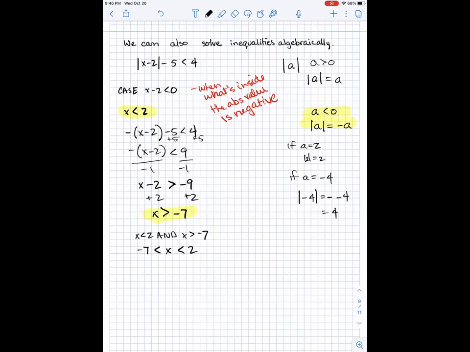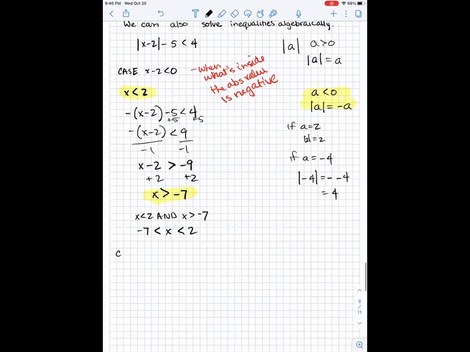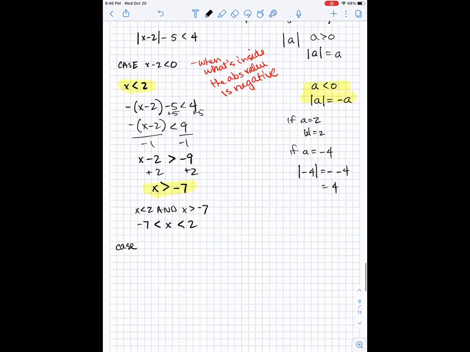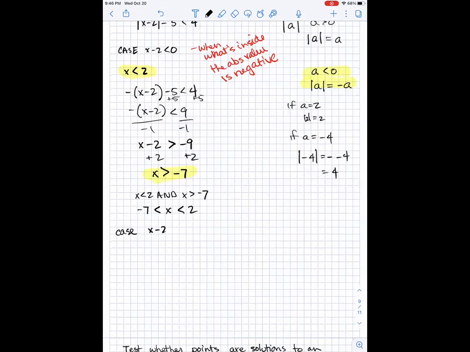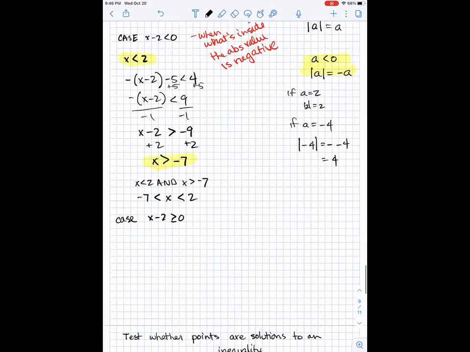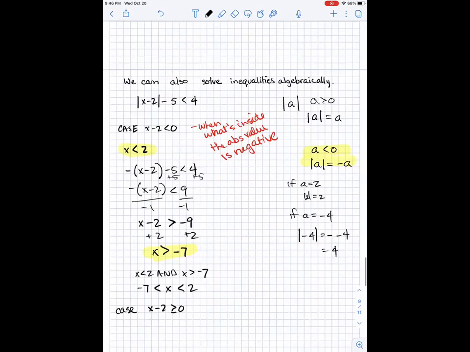My second case is the other side, where x minus 2 is greater than 0. We also have to include 0 because it could be 0, so I'm going to include it on the positive side. So when it's positive, remember then we have this rule here. If a is greater than 0, then the absolute value of a is going to be equal to a. So it looks just like what's inside.